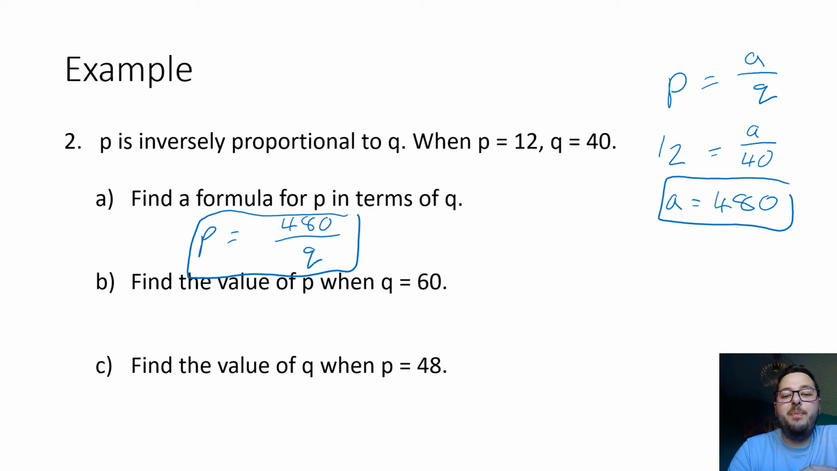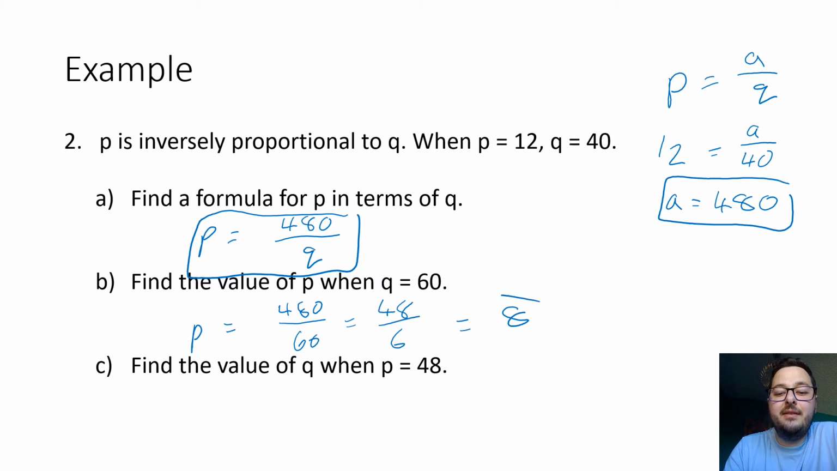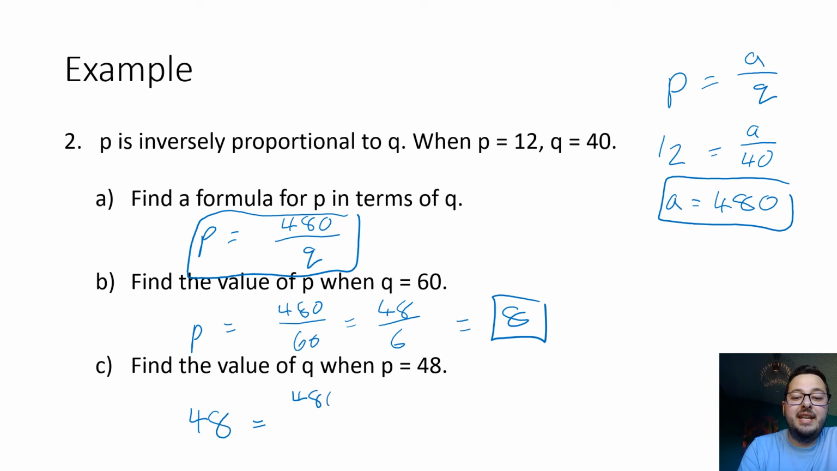Next bit says find the value of P when Q is 60. So P is going to be 480 divided by 60. Well, we can simplify that to 48 over 6 by dividing the top and bottom by 10. And how many 6s go into 48? Well, it is 8. So P is 8. Then part C, find the value of Q when P is 48. So 48 is equal to 480 divided by Q. Well, what would you have to divide 480 by to get 48? Well, you'd have to divide it by 10. So Q is equal to 10.